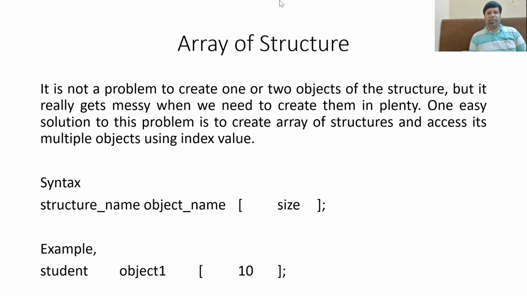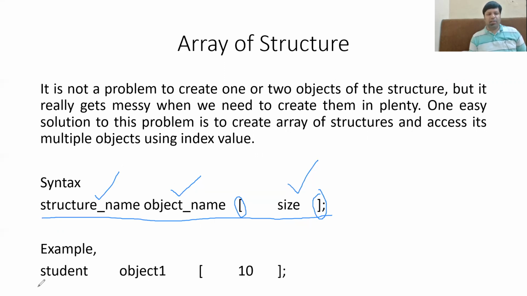Now this is the syntax, as you can see here, to create an array of the structure object. First of all, you need to mention the name of the structure or the data type for which you want to create the object array. The second is you need to give a legal identifier name that will become the object name. And then within the square brackets, you need to define the size of the array.